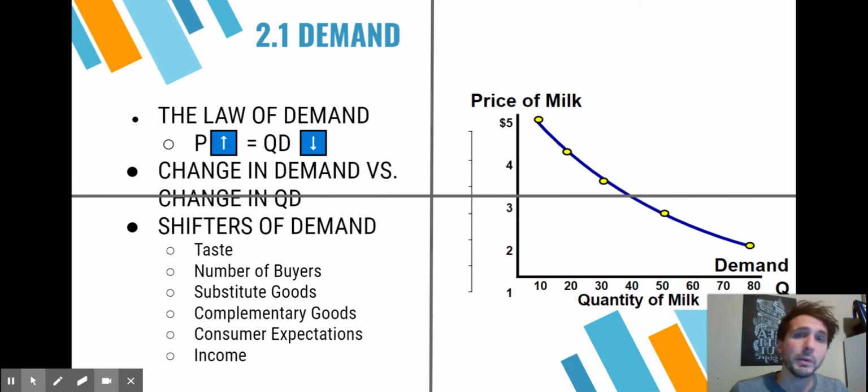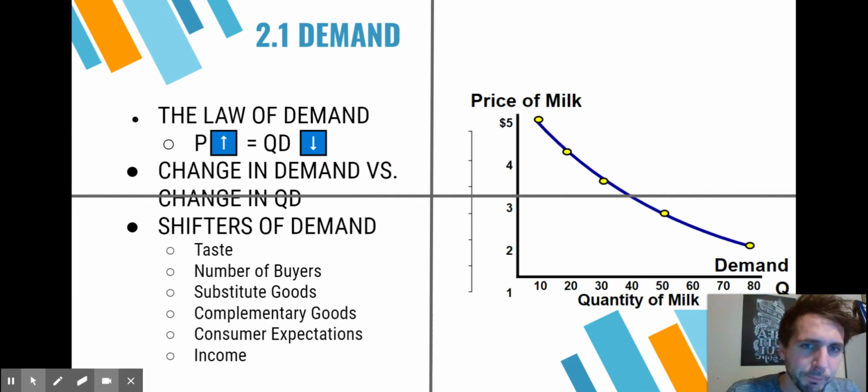Substitute goods. Let's say the price of almond milk goes down, and that's seen as a close substitute to regular milk. The price of almond milk goes down, then regular milk is going to seem less attractive, and so the demand for regular milk is going to fall. In other words, substitute goods can have a direct impact on the shift of the curve. Complementary goods have an inverse impact. If a complementary good like cookies goes up in price, cookies are more expensive. Well, I don't need as much milk because cookies are pricey. So the demand for milk is going to fall. So the price of cookies goes up, the demand for milk falls.